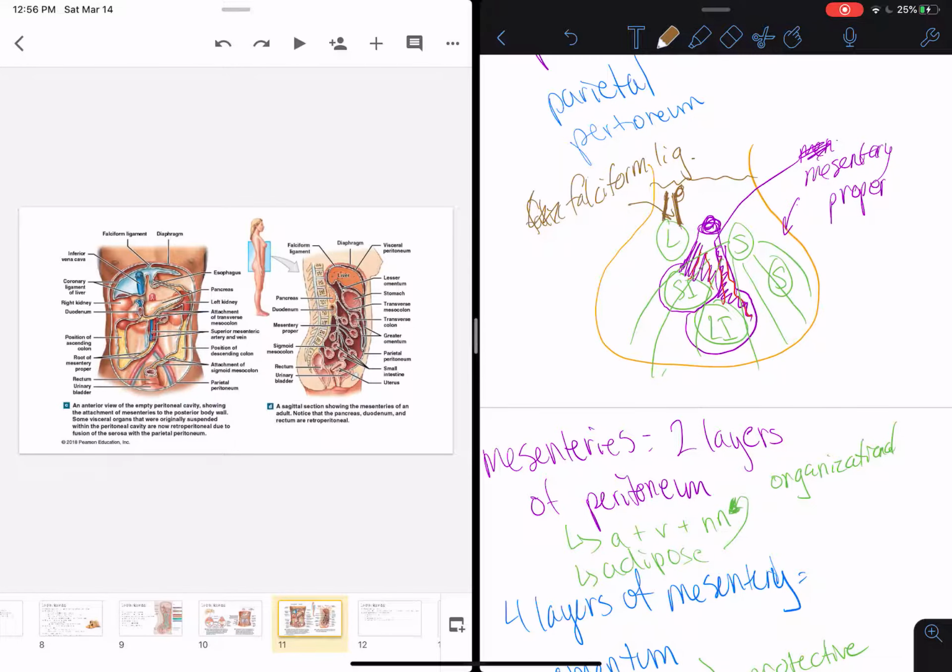Same thing going on here. This is a little bit of a deeper view, showing the peritoneum. But again, I think this can be a little confusing if you're not already familiar with what the abdomen looks like. So hopefully one of these views works for you. If not, reach out to me and we can chat.